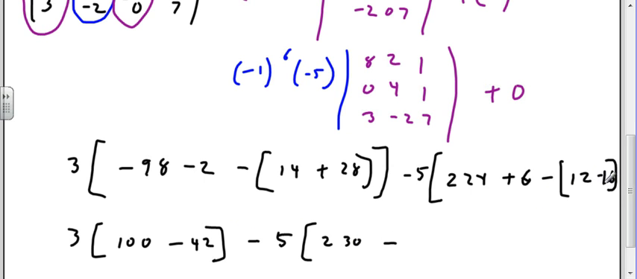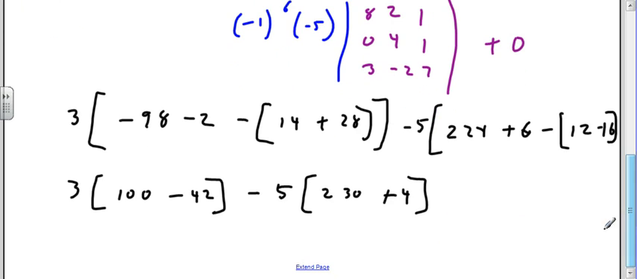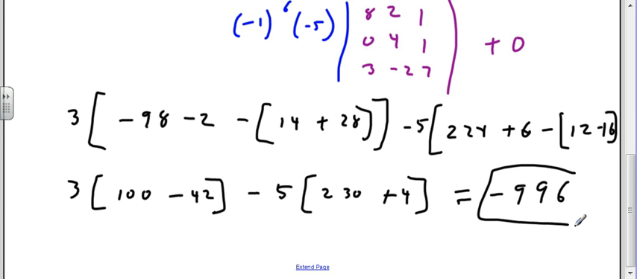Minus 4 plus 4 plus 4. And so I got 3 times 58 minus 5 times 234. So it looks like I've got minus 996 on the bottom.